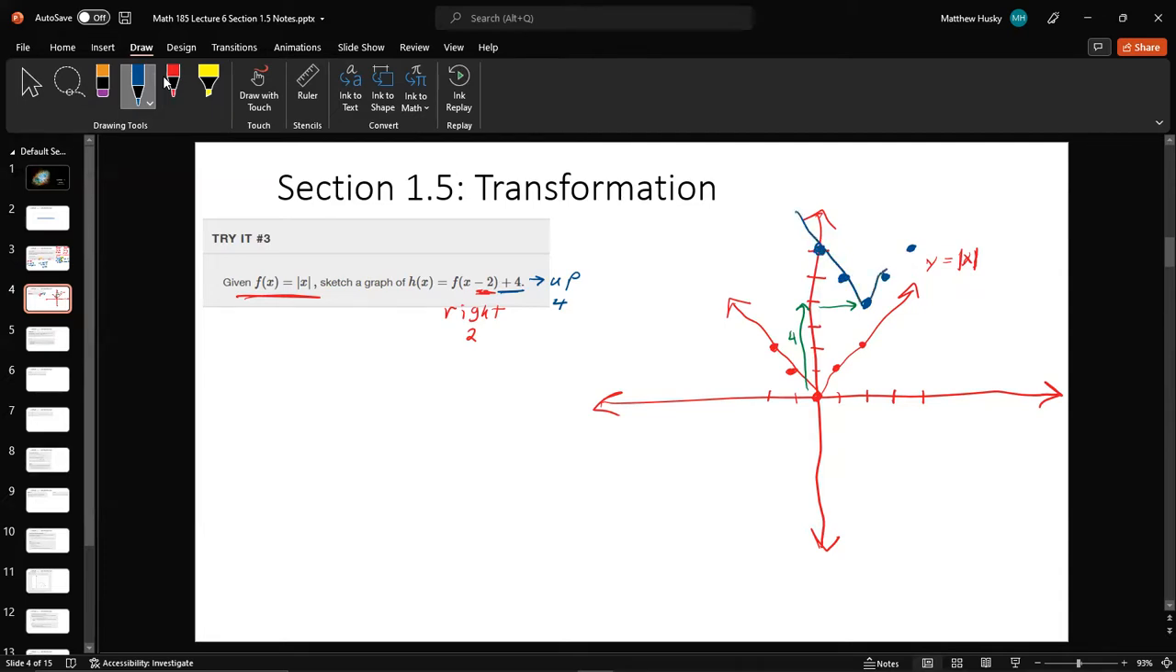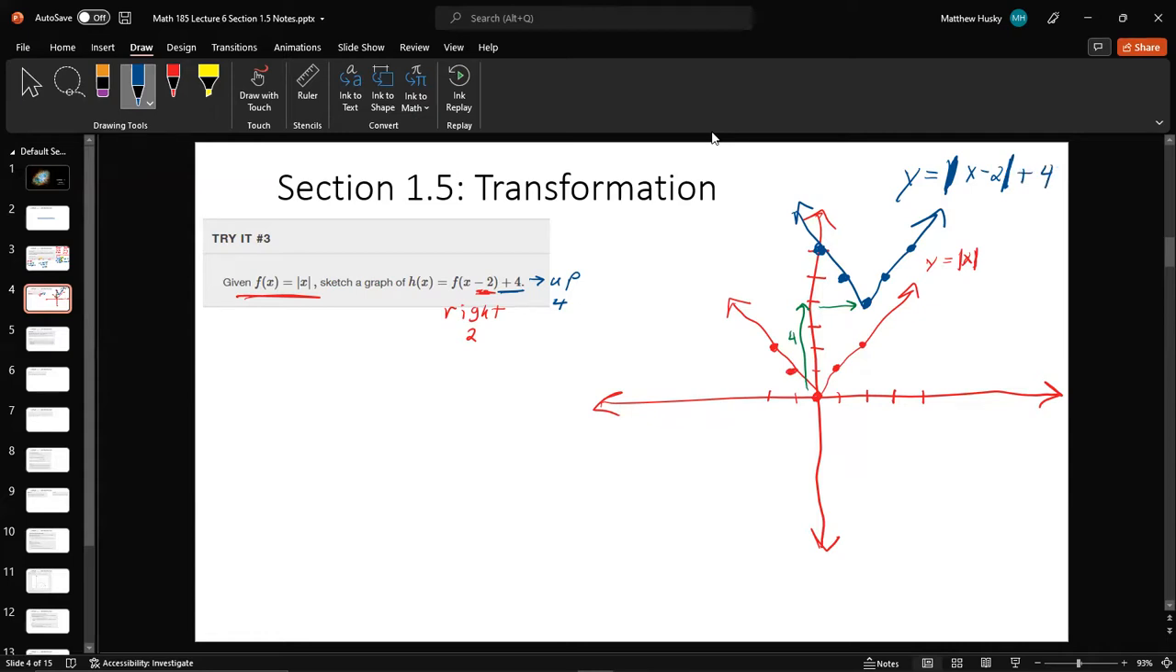So that would be the child, if you will. If the one's the parent function, this would be the child function. So there you have it. This one is y equals the absolute value of x minus 2 plus 4.